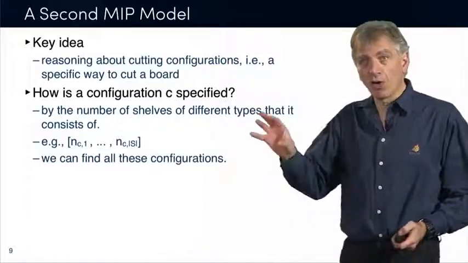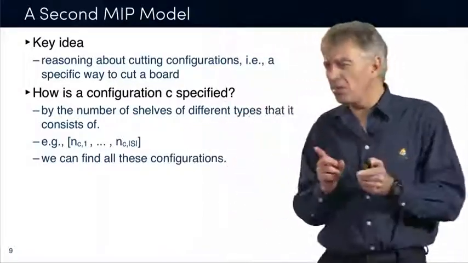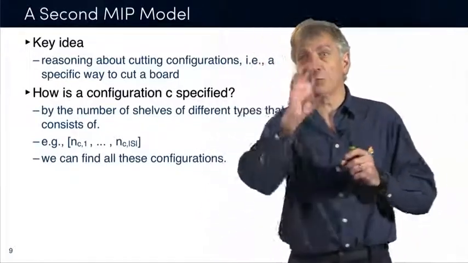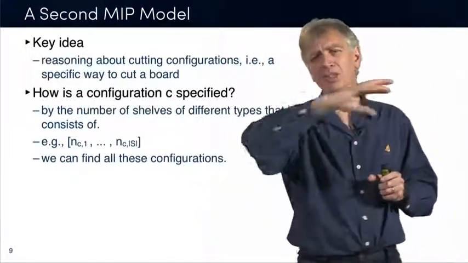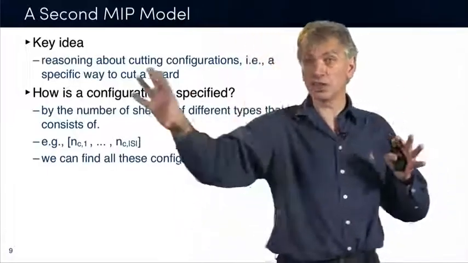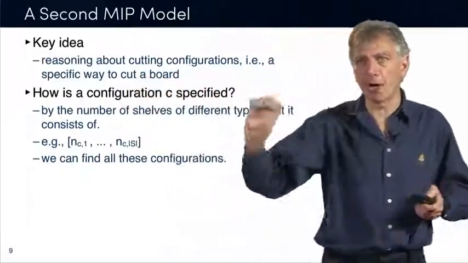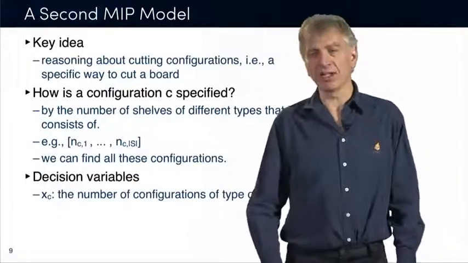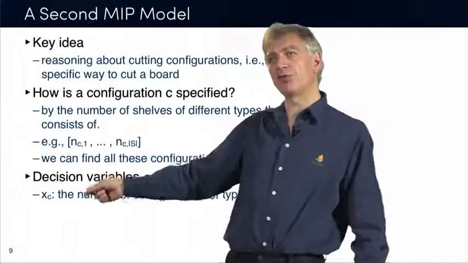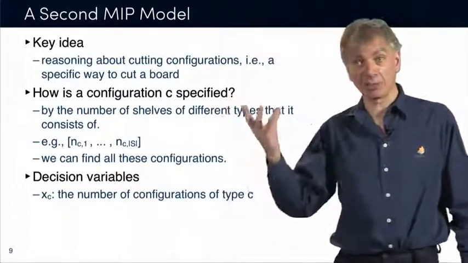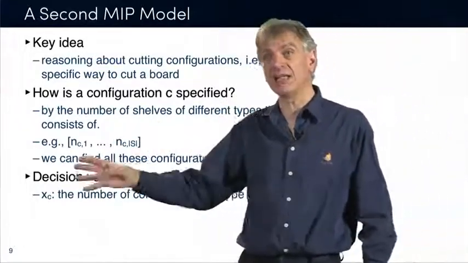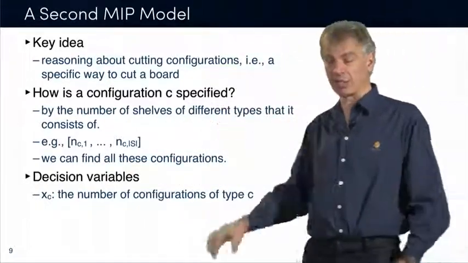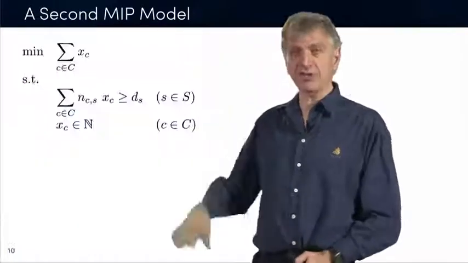And so now, instead of reasoning about how many times this board is used and how many of these types of shelves are cut in the board, I'm really using this configuration. I don't want to reason about these cuttings anymore. I have them. I'm just reasoning about which configuration I'm going to select. So the decision variables are going to be, for a particular configuration C, XC. XC is going to denote how many times in the optimal solution, or in a high quality solution, I'm selecting that particular type of configuration. So this is the model, very simple.